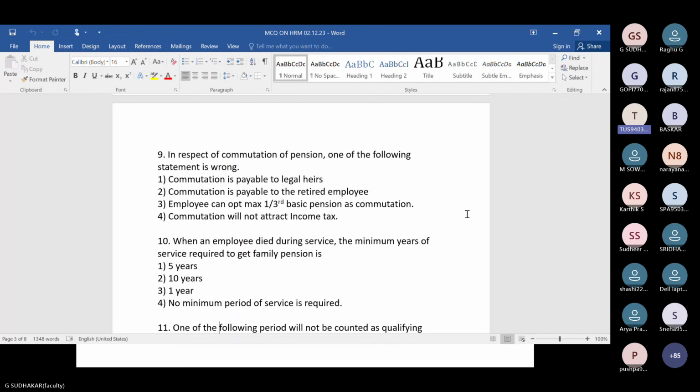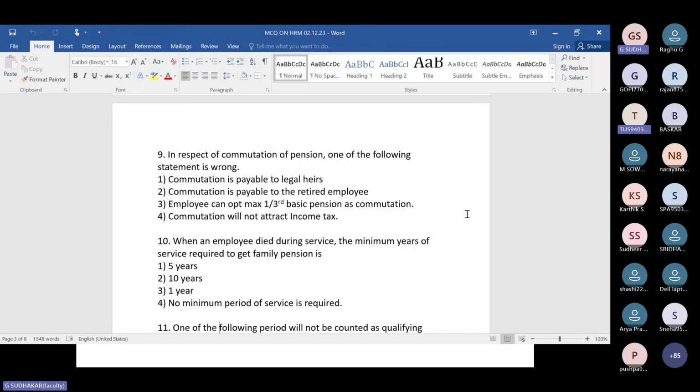available to us? Normally commutation is payable only to the retired employee to get a lump sum amount, because from the basic amount we are reducing 1/3 amount and we are paying in advance. Otherwise he will get a full pension, maybe around 70,000, 80,000 he will get. Because of commutation he is getting a full amount that will be taken care for his future investment. But this commutation, he is giving commutation.